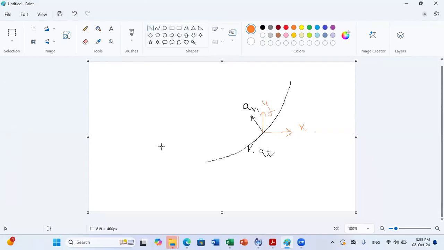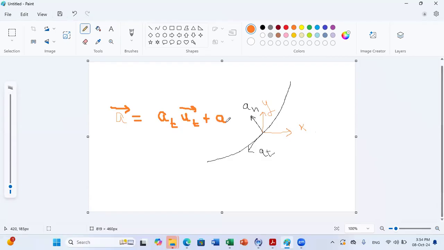You have that the total acceleration vector A is the square root of AT squared plus AN squared. Or also, if you want, it's equal to AT UT plus AN UN. I'm talking about the vector magnitude. And now if you want to decompose into X and Y, you have to project UT and UN on I and J. So now you say, what is UT in terms of I and J?